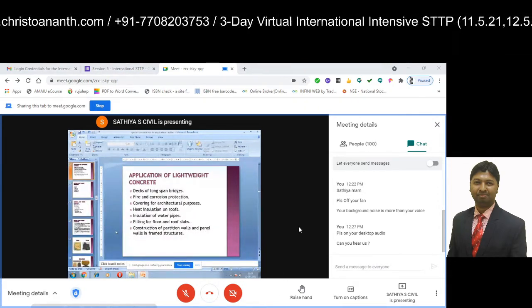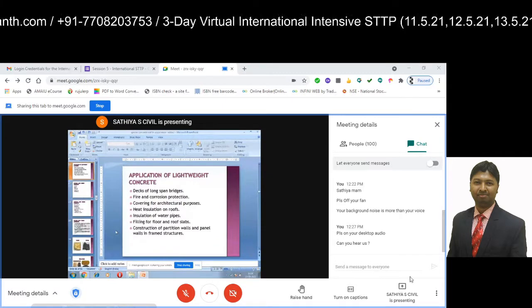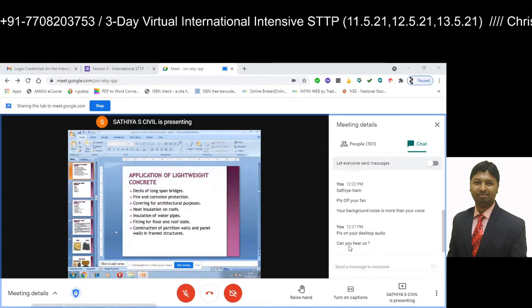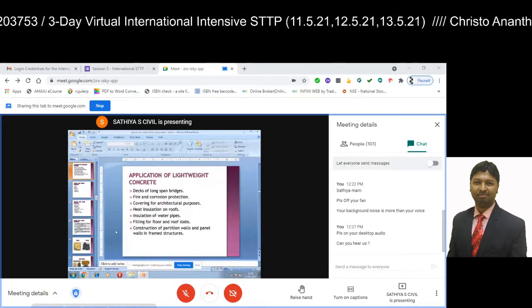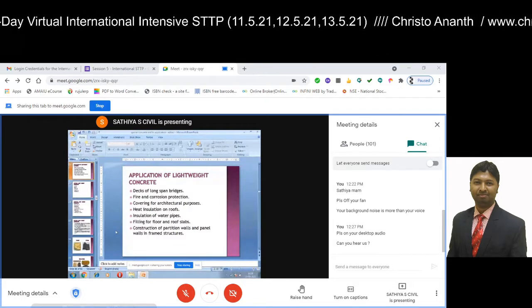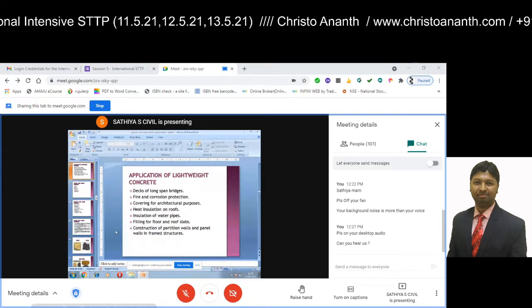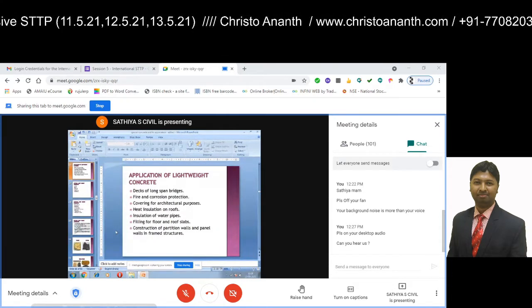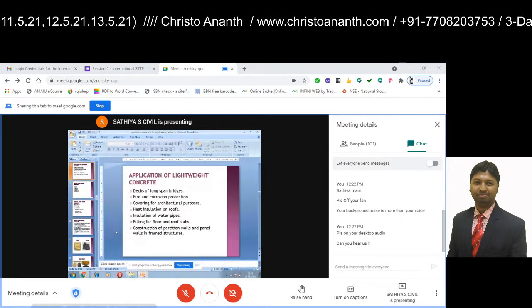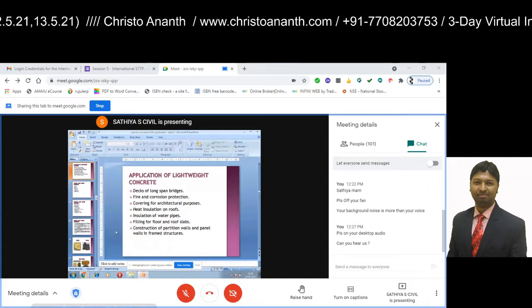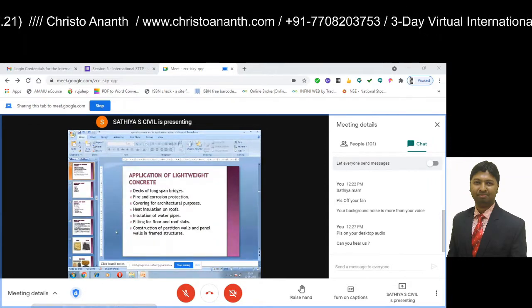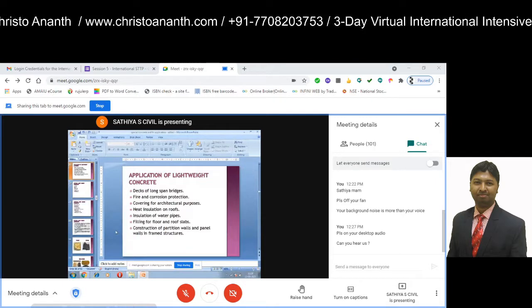Then applications of lightweight concrete. It can be used for building decks of long span bridges, then fire and corrosion protection, covering for architectural purposes, heat insulation on roofs, insulation of water pipes, filling for floor and roof slabs, construction of partition walls and panel walls in framed structures.